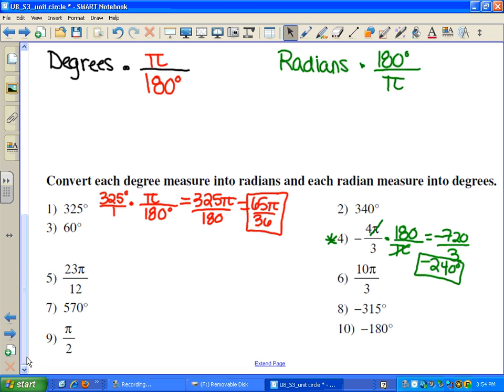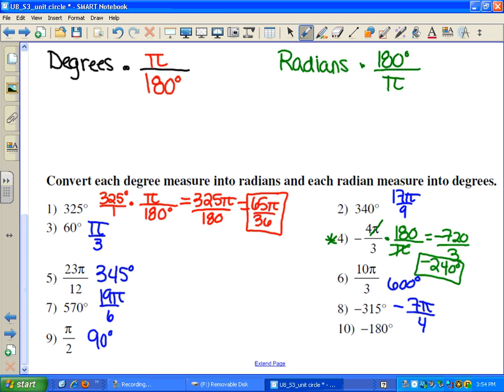All right, welcome back. I'm going to go ahead and write the answers and you can check to see how you did. 340 is 17 pi over 9. 60 degrees is pi over 3. For number 5, 345 degrees. Number 6, 600 degrees. Number 7, 19 pi over 6. Number 8 is negative 7 pi over 4. Number 9 is 90 degrees. And number 10 is negative pi.